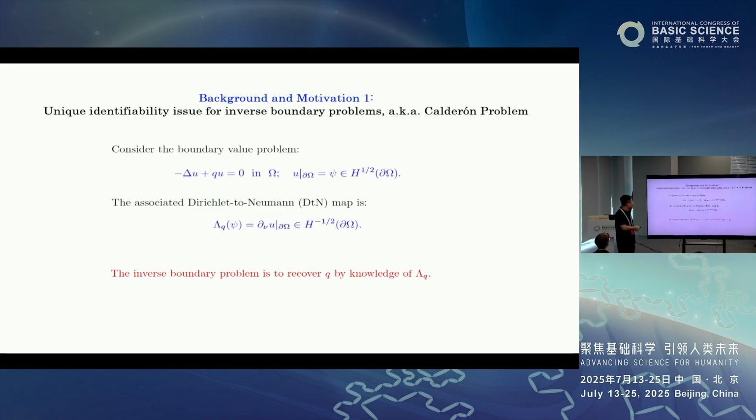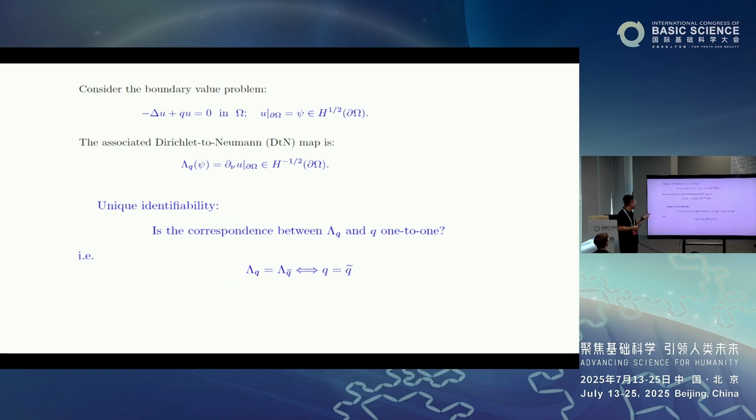Now the question is this. The first question is unique identifiability: whether we can really recover Q by knowledge of lambda Q, using the boundary information of this potential field. The unique identifiability issue asks whether the correspondence between lambda Q and Q is one-to-one. That means, if you have a Q and a Q tilde, can we conclude that lambda Q equals lambda Q tilde if and only if Q equals Q tilde?